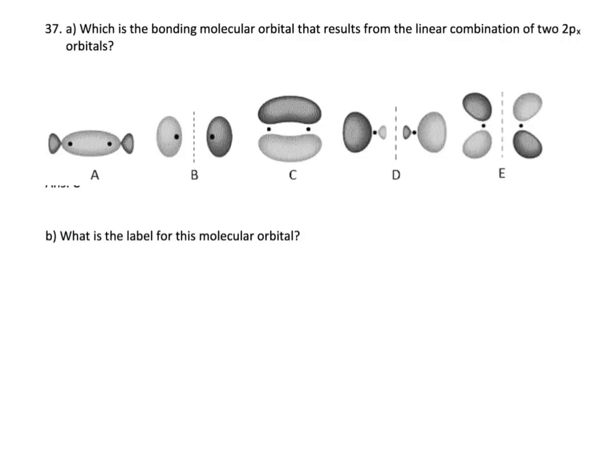Question 37 asks, what's the bonding molecular orbital that results from the linear combination of two px orbitals? So two px orbitals are going to be orbitals that are side by side.